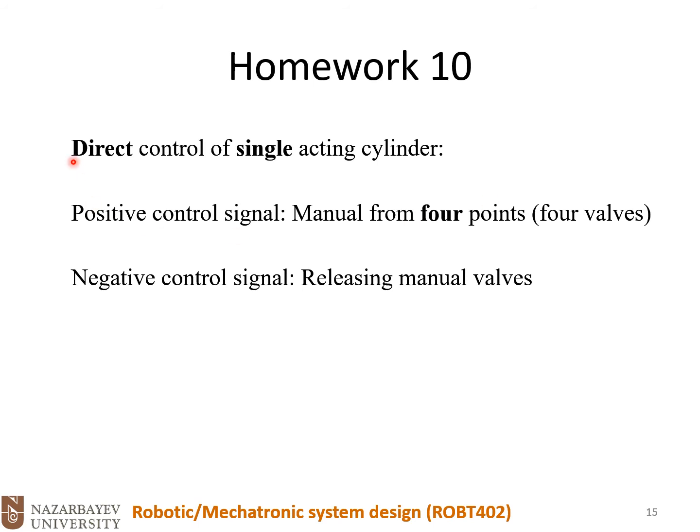Homework 10: you want to have a direct control of a single acting cylinder, with a positive control signal, manual, from 4 points or 4 valves, and a negative control signal, releasing the manual valves. So very similar to the previous one. However, on this one we want to have 4 valves, where either of them could control the cylinder.